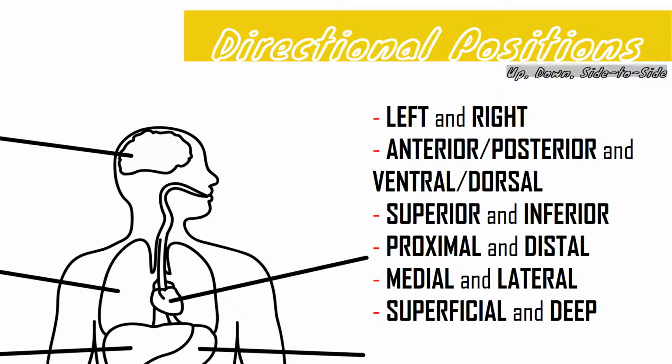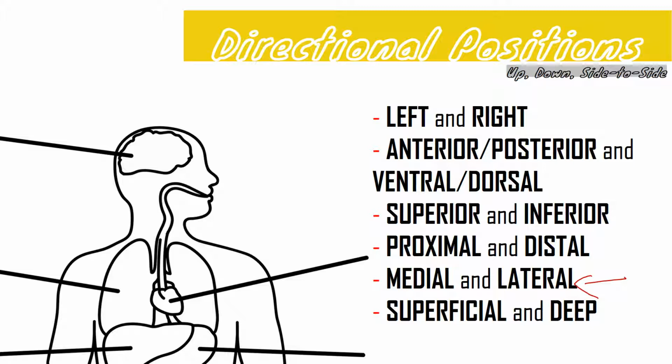The next terms that we're going to discuss are directional positions. These directional terms are used to describe the position of the external structure. So imagine that you're looking at the body as a map. These terms, left, right, superior, inferior, proximal, distal, medial, lateral, these are just ways to describe the north, east, west, and south of the body.